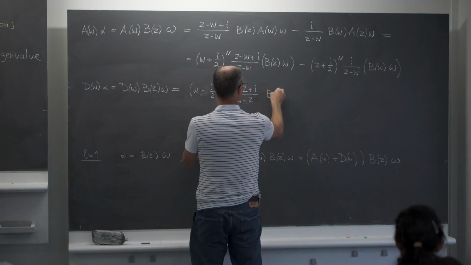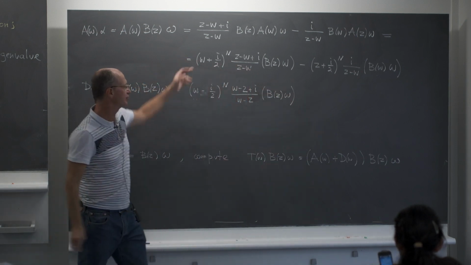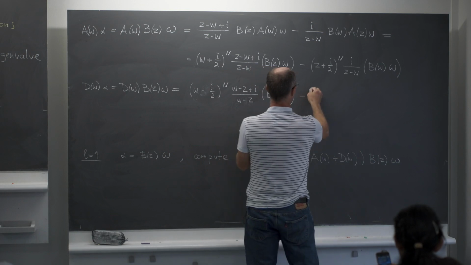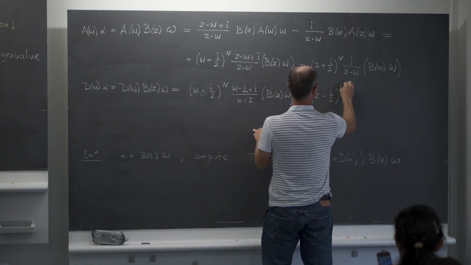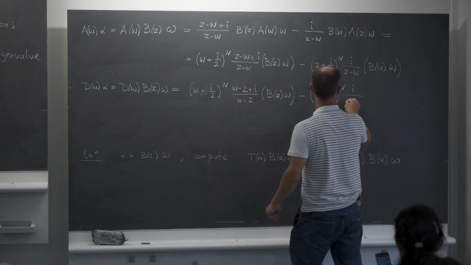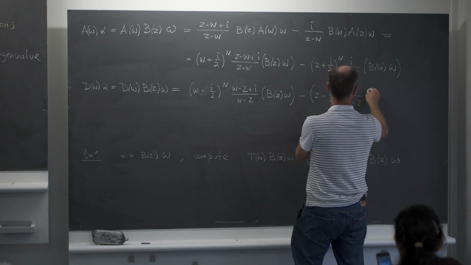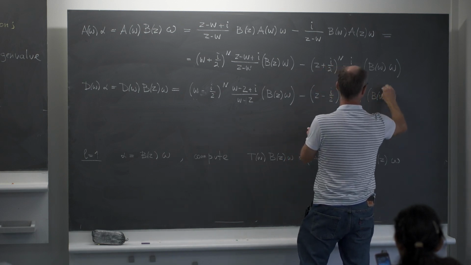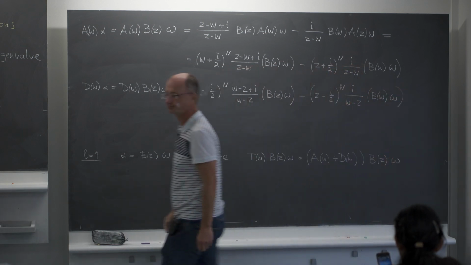And now B of Z omega. So one term will be again good. Minus Z minus I over 2 to the power n. I over W minus Z, B of W omega. Right.